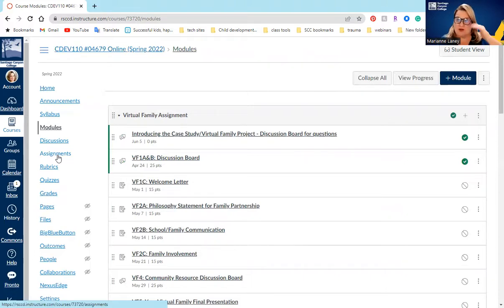So again, I try to put one in the module and one in the assignments. They're exactly the same. They sort of link to each other. It's just that some of you are more comfortable looking under the modules, and some are more comfortable looking at assignments. You can also access these from your grade sheet.